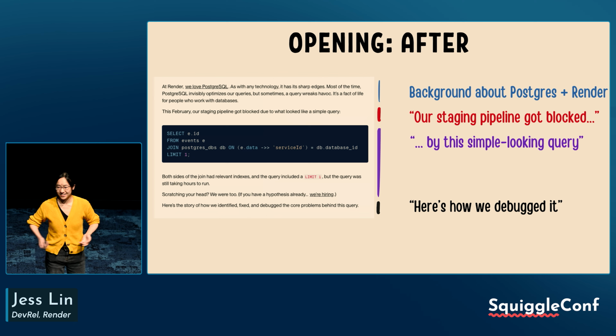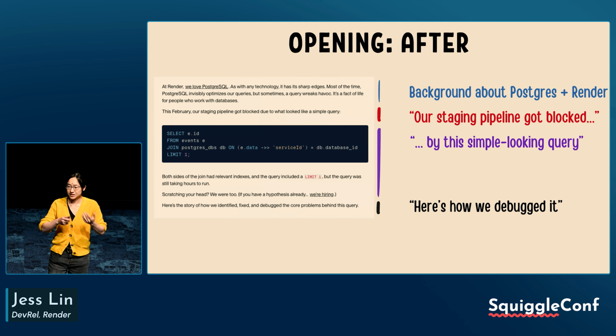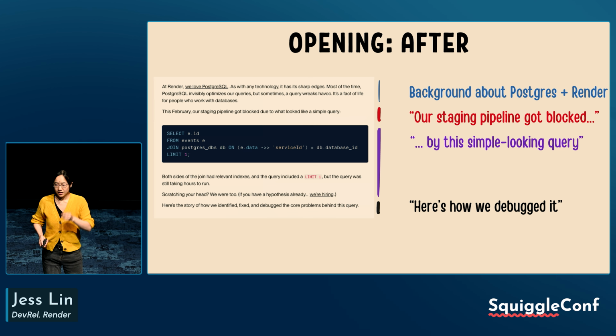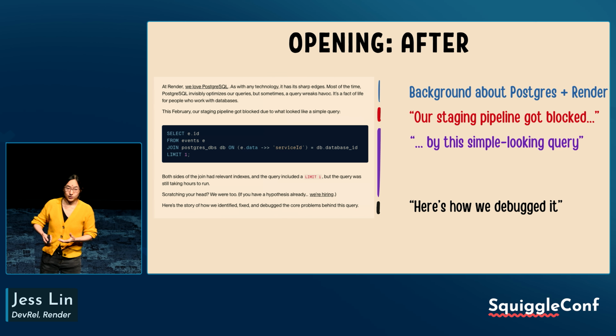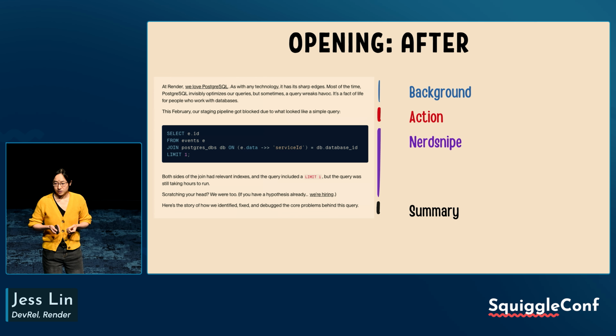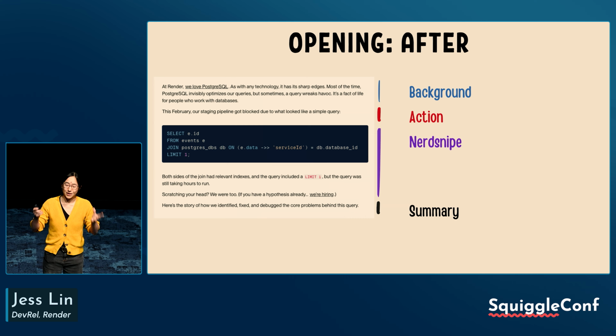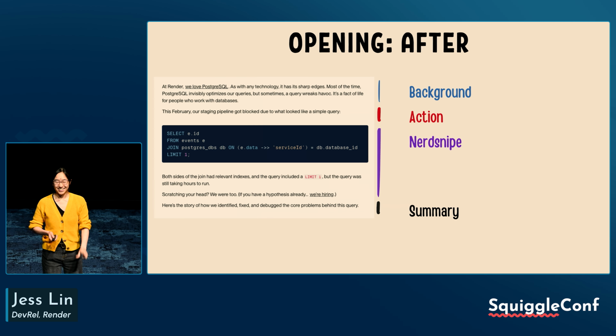So the after, there's just a bit of background, but it's about Postgres and in relation to Render. Then we had the same thing. Our staging pipeline got blocked, but now it's by this simple looking query, and then we say, here's how we debugged it. Here's the story. Now, if we graph this, it's like background, action, a big nerd snipe, and then a summary.